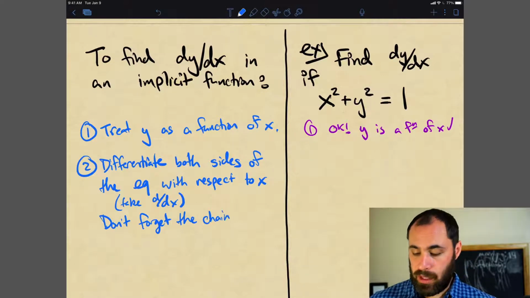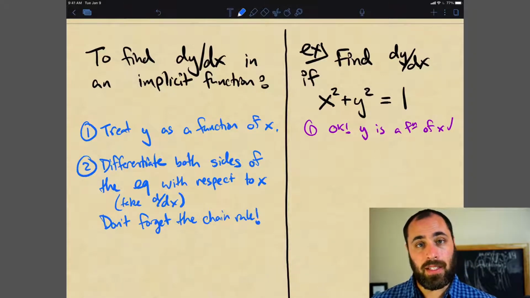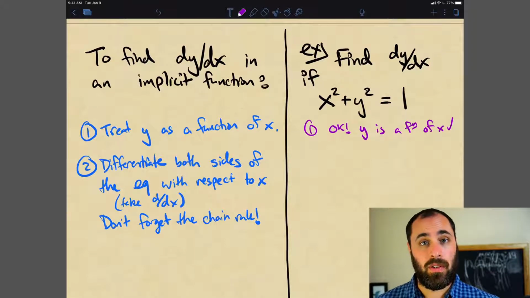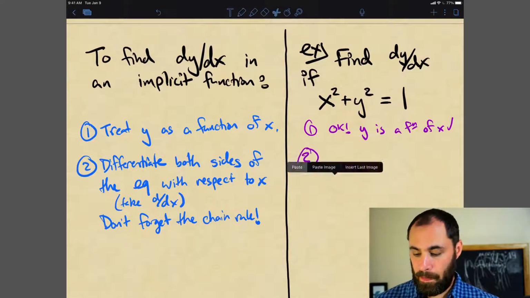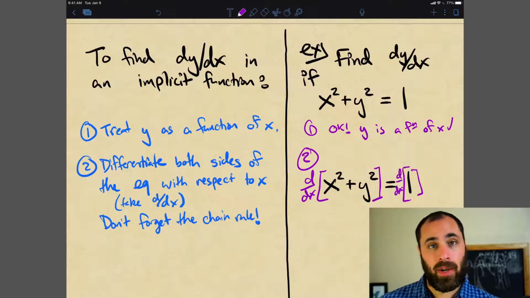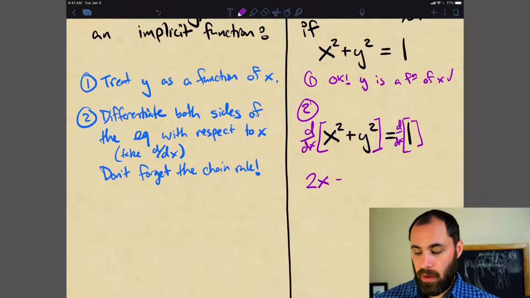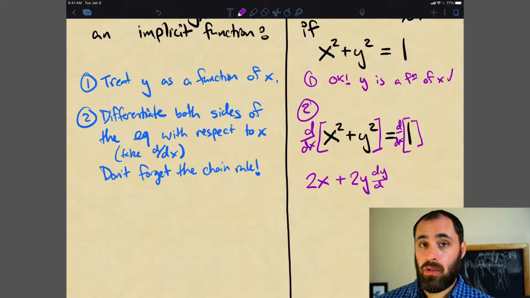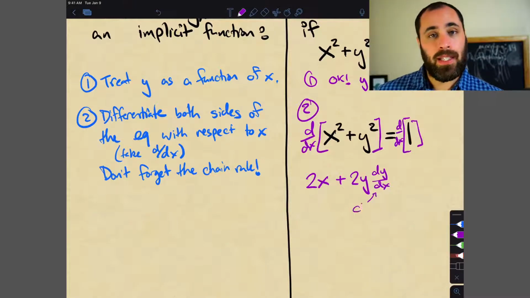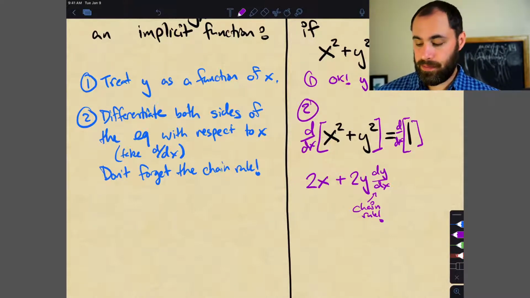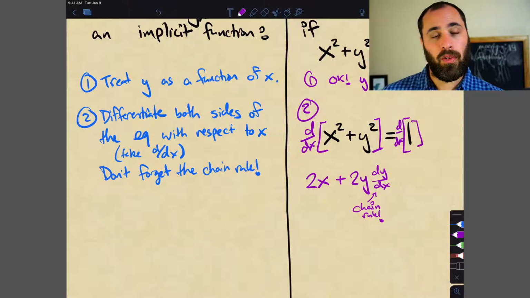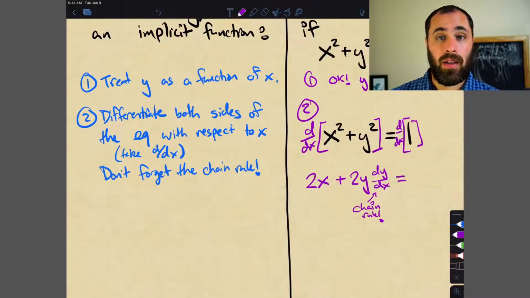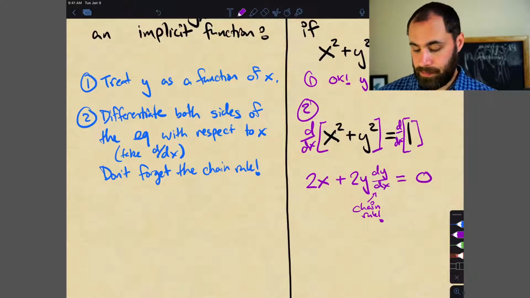So back to our example, we'll take the derivative of the left-hand side and set that equal to the derivative of the right-hand side. On the left, derivative of x squared is 2x, the power rule. The derivative of y squared, also the power rule, 2 times y. But then we need to multiply by the derivative of the inside function. The derivative of y is dy dx. And on the right-hand side, the derivative of 1 is just 0. 1 is a constant.